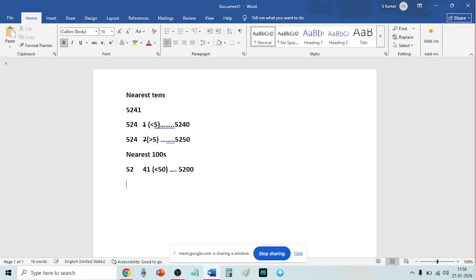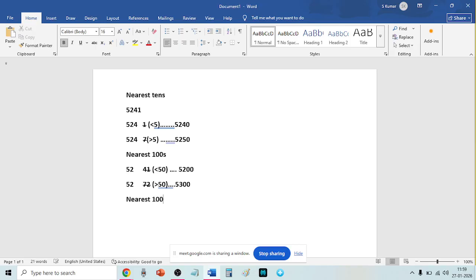And if it is 52, say 71 or 72, then it is more than 50. So you will change it to 53 and then 0 0. The rejected part is always 0 0. But whether the rejected part is less than 50 or more than 50, it is because it is hundreds. If it is tens, then compare with 5. If it is hundreds, then compare with 50. If it is thousand, then compare with 500.